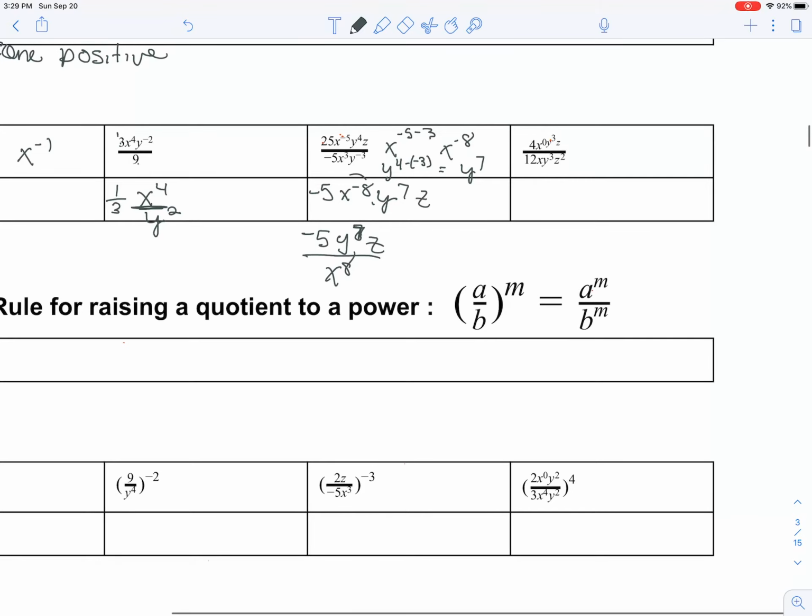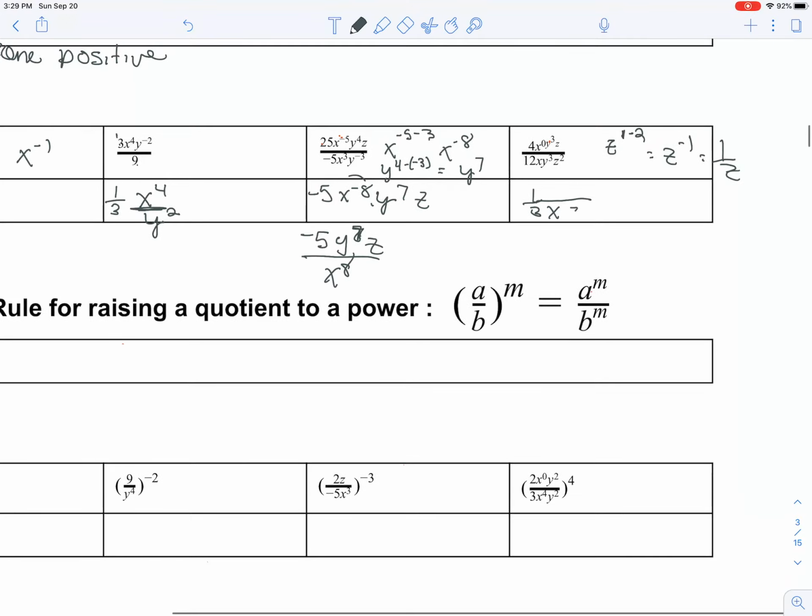Okay. All right. For this one, we have 4 over 12, which is 1/3. X to the 0 is 1. So that x has nothing to pair with, so it stays at the bottom. Y to the 3rd over y to the 3rd is y to the 0, so that goes away. And then z to the 1st minus 2 is z to the negative 1, which is 1 over z. So now that z is going to go to the bottom, and that's the answer.